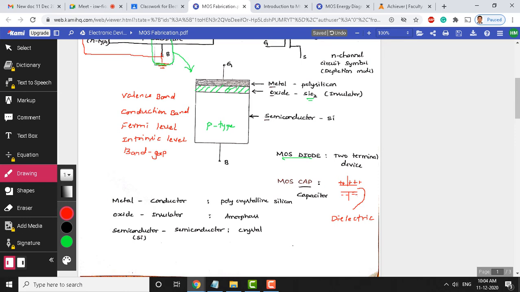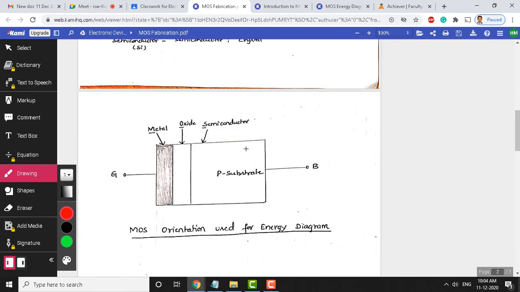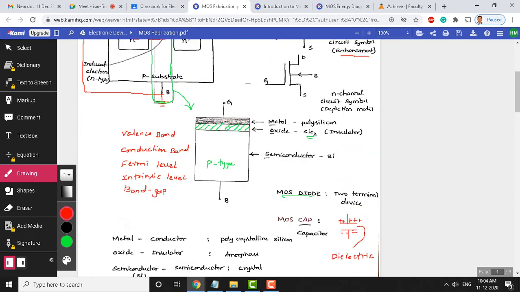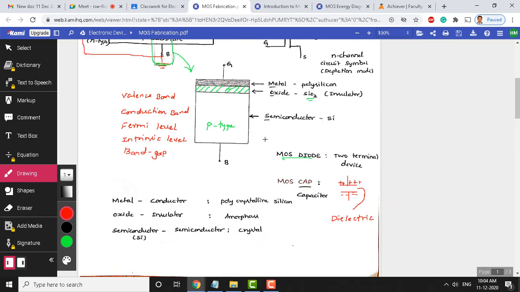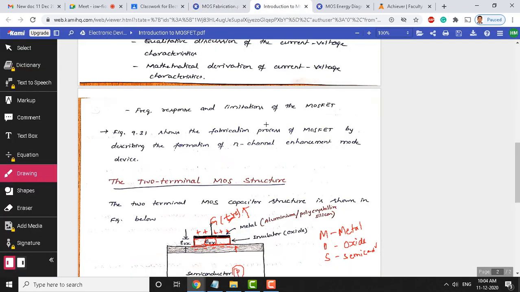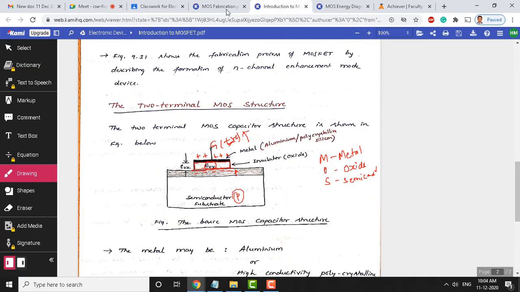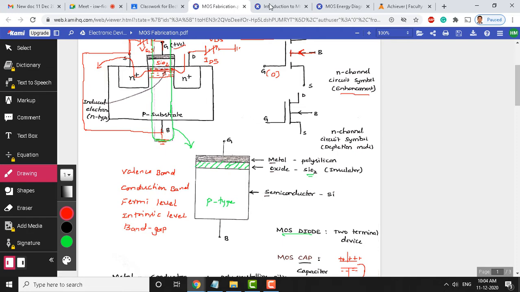So, definitely there will be a band bending process, and that we are going to discuss in the energy band diagram here. In our discussion we are going to consider this kind of MOS orientation. The same MOS structure is just rotated anticlockwise, and this structure is used throughout our discussion. So, there is a gate here, you can see, and there is a metal, oxide and semiconductor here. This orientation is used in our energy band diagram discussion here.